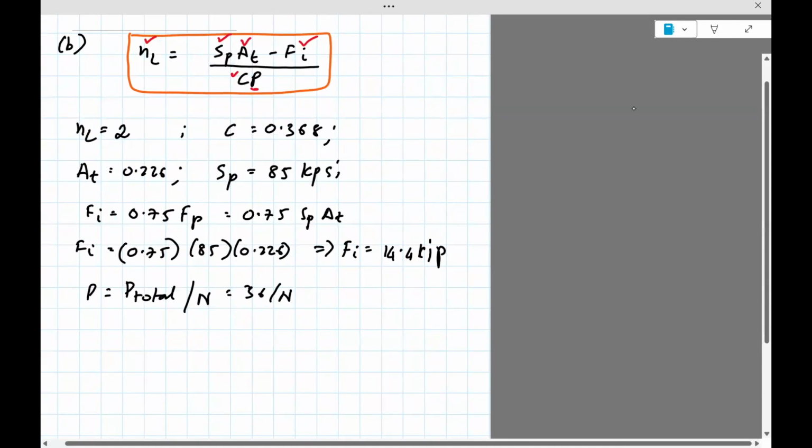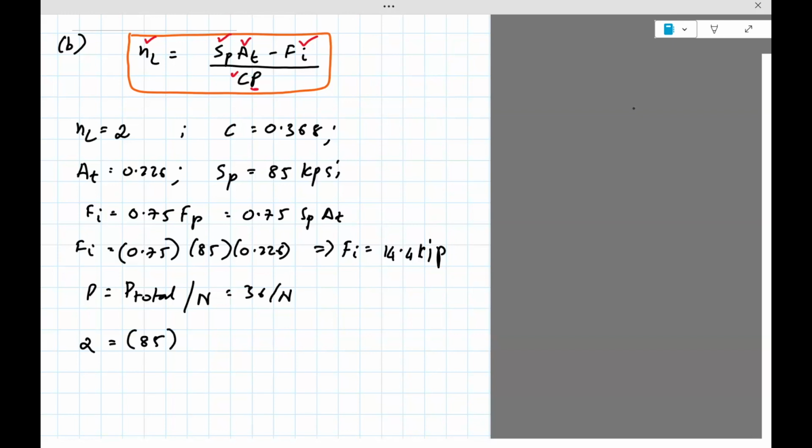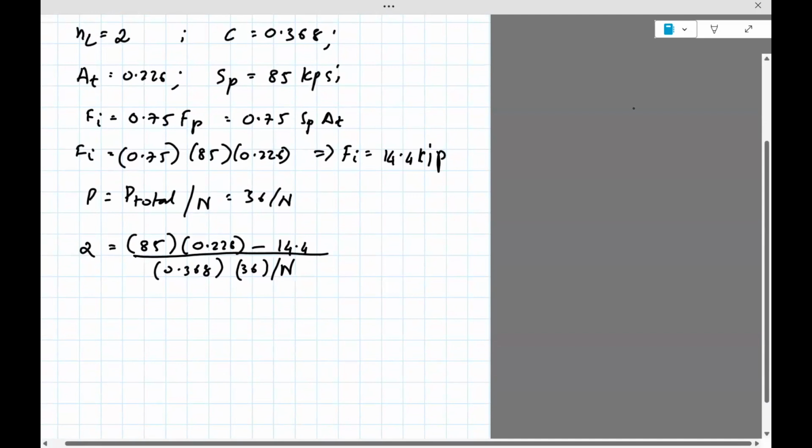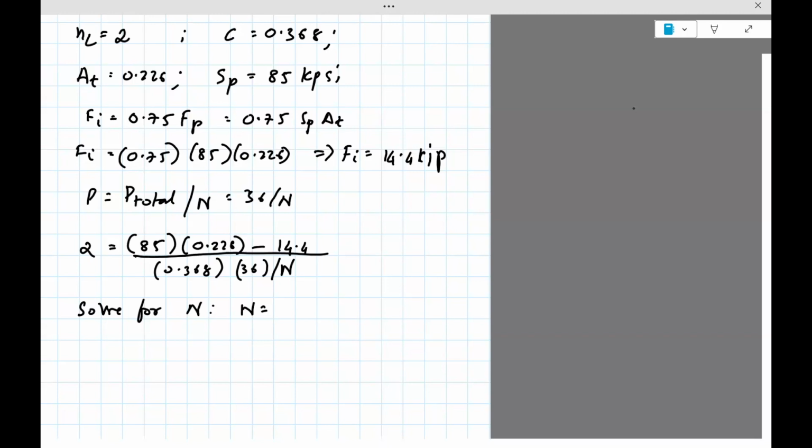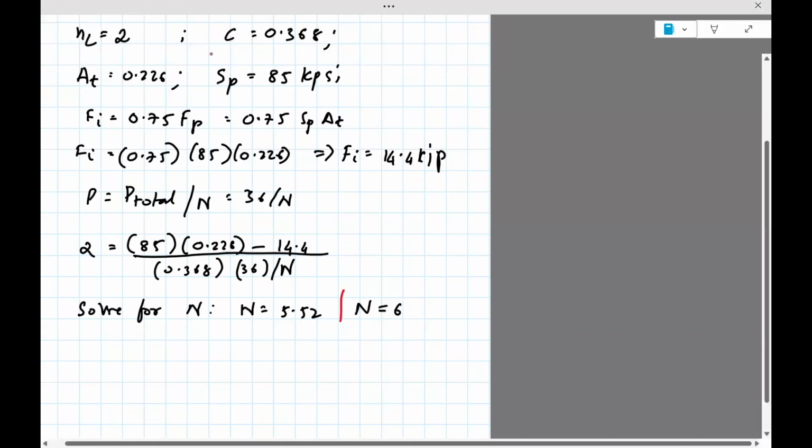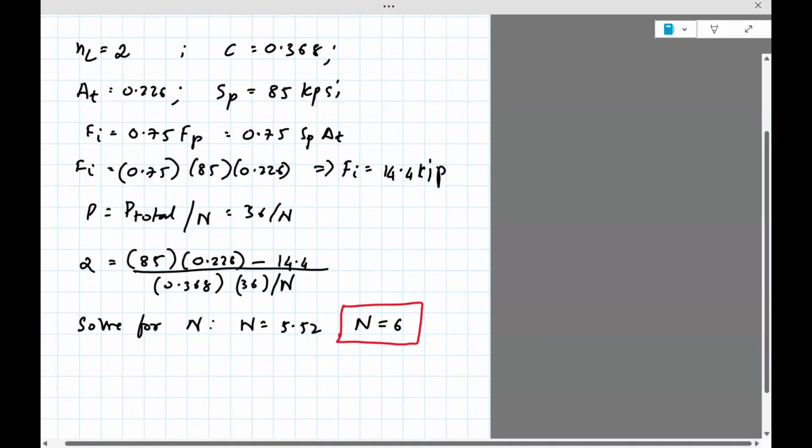Okay, so we can now use the formula: 2 equals SP, which is 85, times AT, which is 0.226, minus Fi, 14.4 kip, divided by C, which is 0.368, times P, which is 36 divided by N. And we can solve for N. If you solve for N, you get 5.52. Okay, now you cannot have 5.5 bolts. So really we need to round it up to 6. So 6 is the number of bolts needed in order to take this force of 36 kip.